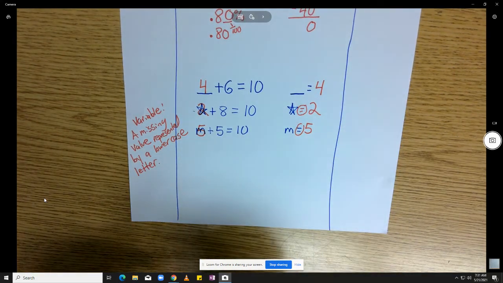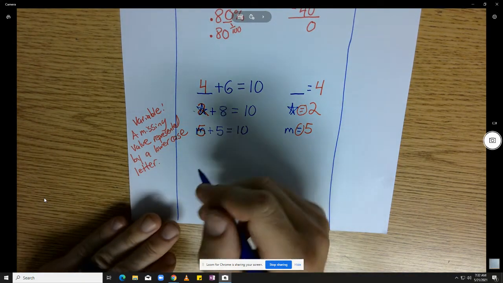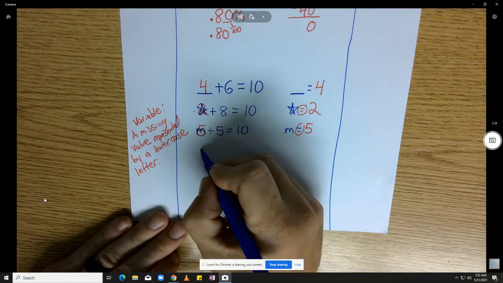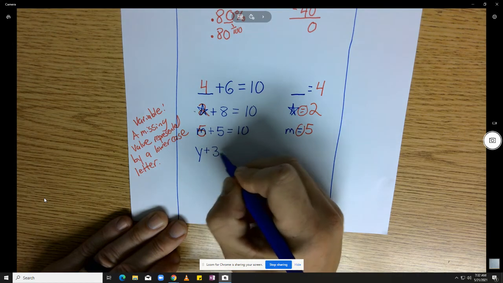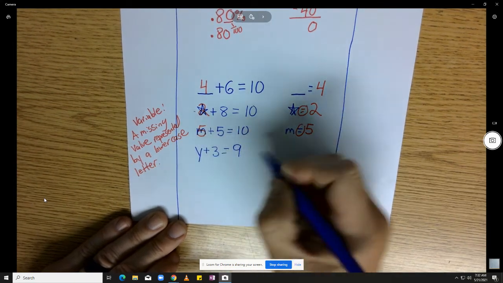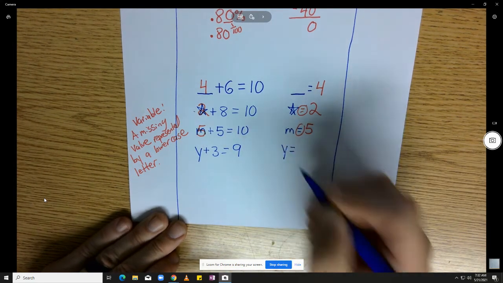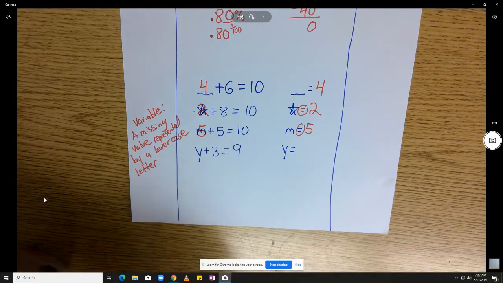All right, so let's have us try another one. Let's pick a different letter. Let's try Y. Y plus 3 equals 9. What does Y equal? Go ahead and discuss it.